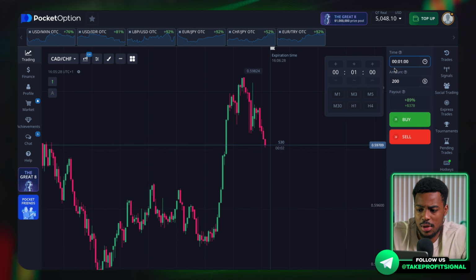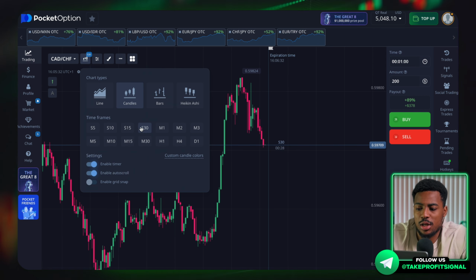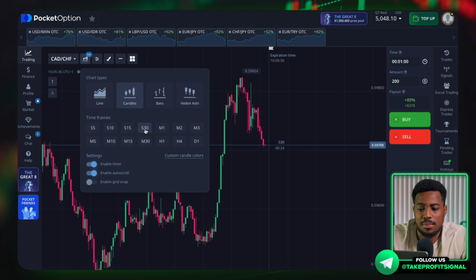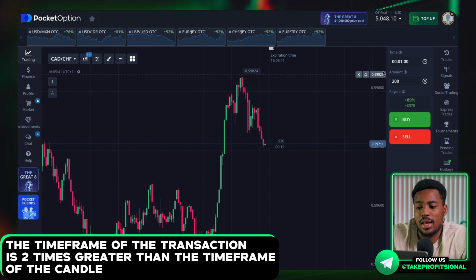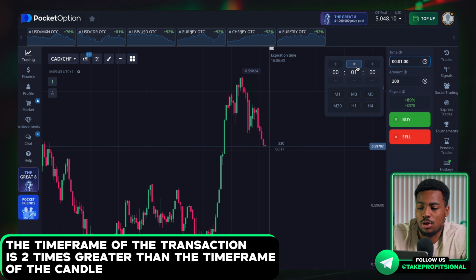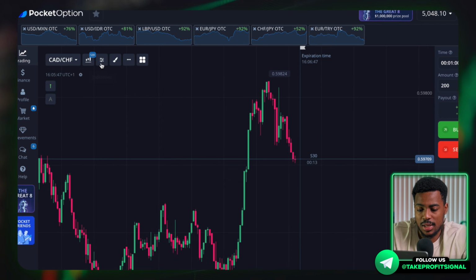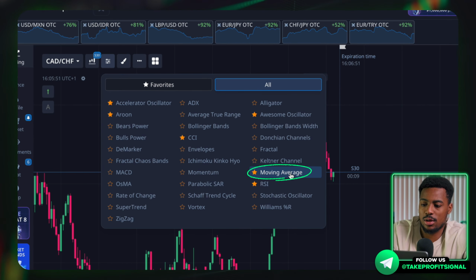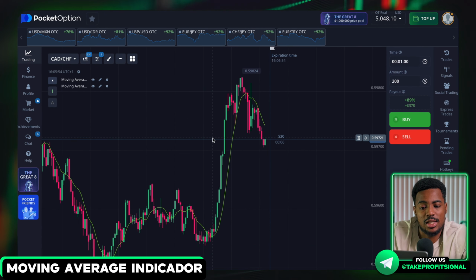This is assuming that you want to trade many trades. The main rule here is that the time frame of your trade should be two times more than the time frame of your candlestick. So if you have an M5 time frame on your chart, this means that you should have a 10 minute trade. Take this into account. Next, we go to the indicator section and click two times on the moving average indicator.